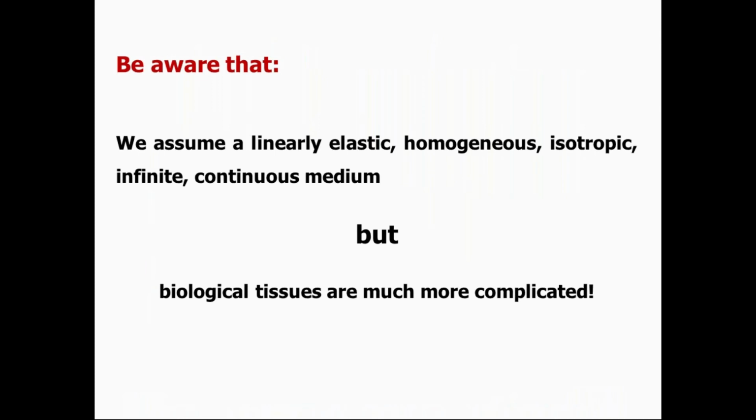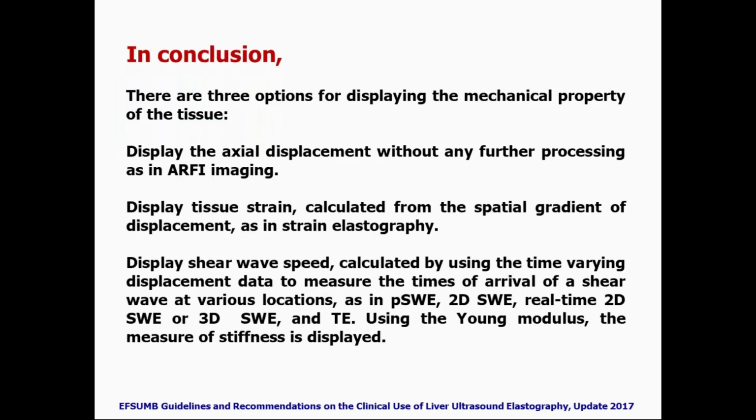We have to keep in mind that we assume that the tissue is linearly elastic, homogeneous, isotropic, infinite, and continuous. But biological tissue is much more complicated. We have viscoelastic material, not elastic material, and using elastography, we are assessing only the elasticity. The viscosity, as of today, is not taken into account.